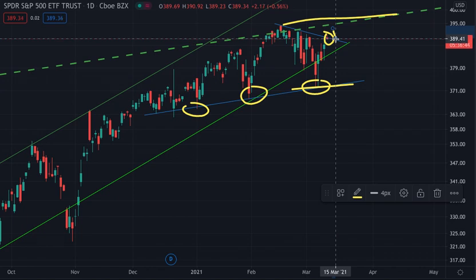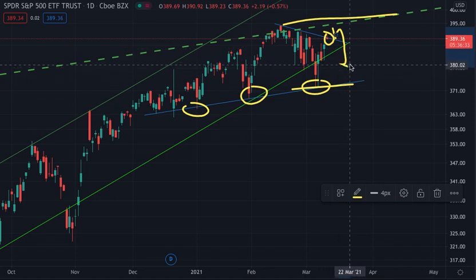There could be a chance that this breaks out of this channel, but given this long-term trend, I feel that the odds are more likely that we'll be hitting off of this line and going back down to that lower level of support in this price channel.